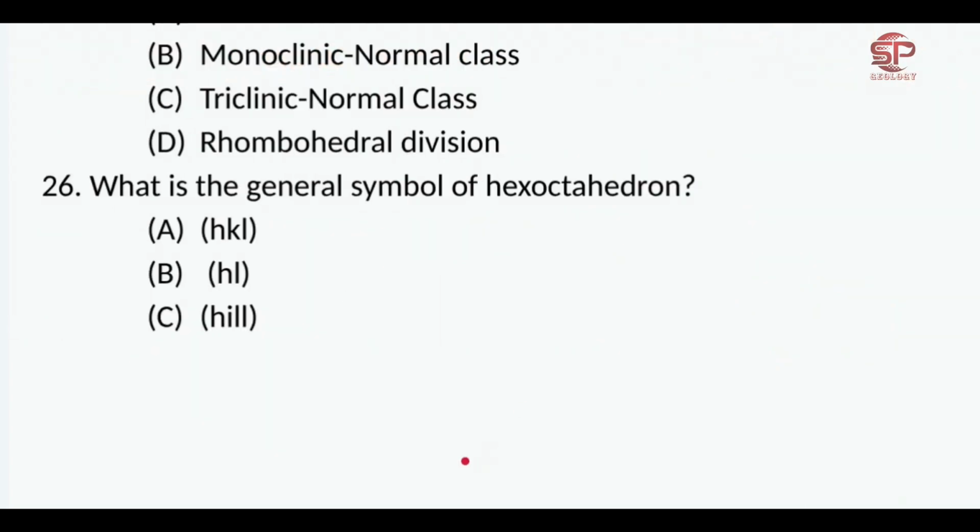What is the general symbol of hexoctahedron? Hexoctahedron belongs to the normal class of isometric. So it has a symbol of hkl. So it will be hkl.